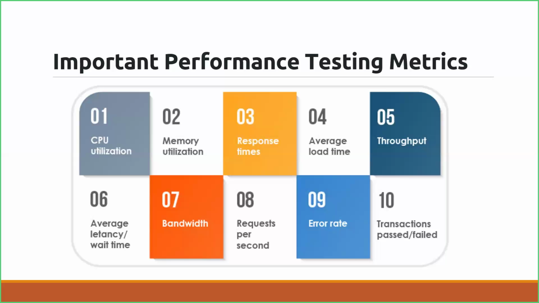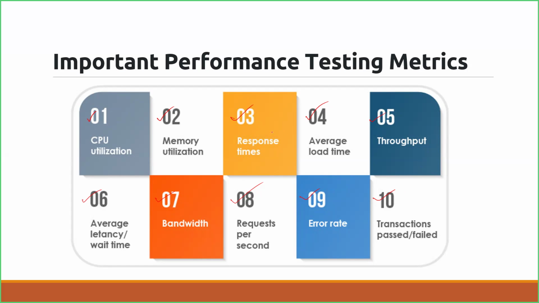The important performance testing metrics on the whole are: first, CPU utilization; second, memory utilization; third, response time; fourth, average load time; fifth, throughput; sixth, average latency; seventh, bandwidth; eighth, requests per second; ninth, error rate; and tenth, transactions passed or failed. These are the basic metrics that we need to concentrate on at the time of test execution.